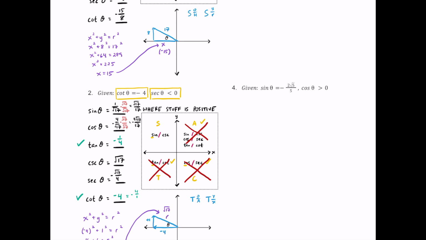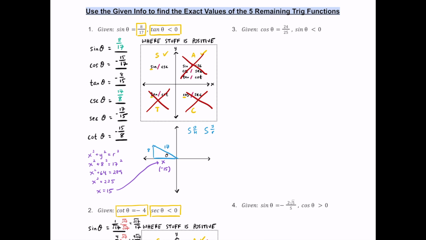Let's check out a third one here. For number 3, we're given that cosine of theta is equal to the ratio of +24 to 25, and that sine of theta is less than 0. For starters, we know that cosine of theta is equal to this ratio right here, so I'm going to just write that in as 24 to 25. So we're given that one, but we also can right away say that secant of theta is going to be 25 to 24.